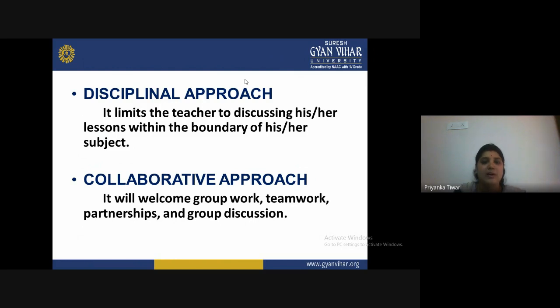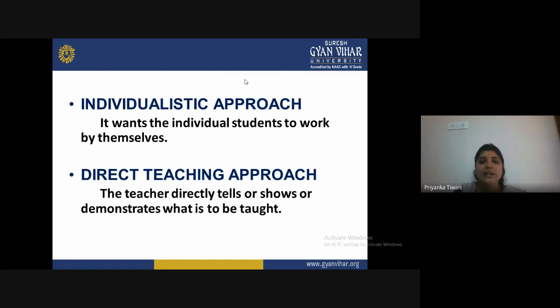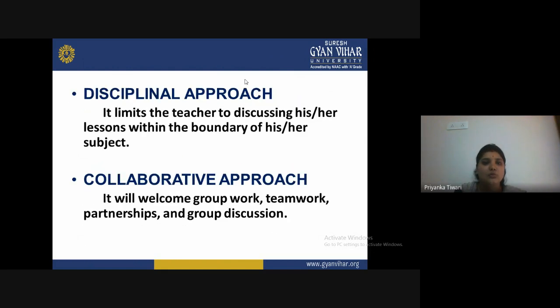The disciplinary approach means it limits the teacher to discussing his or her lessons within the boundary of his or her subject. The collaborative approach means it will welcome group work, teamwork, partnerships and group discussion.